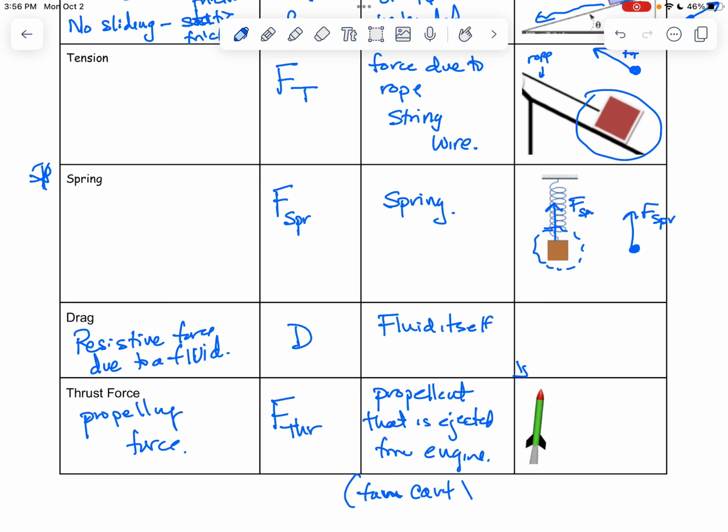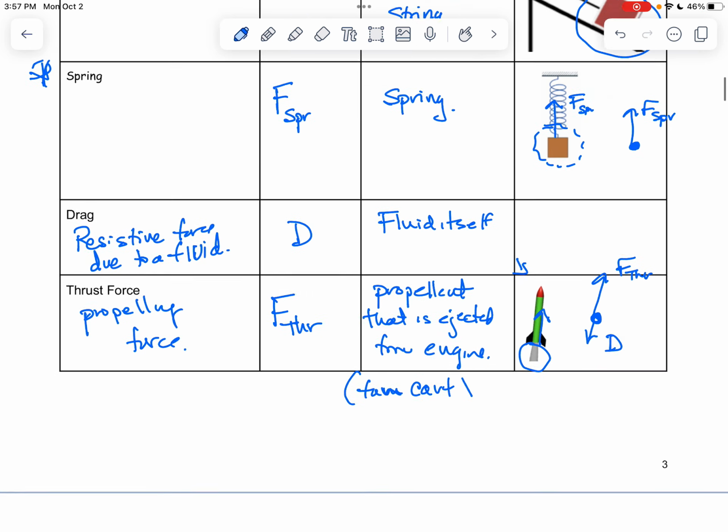So if my rocket is the object that I'm interested in, the gases down here are going to push the rocket upward. So you're going to have your thrust force that way. And then air resistance is going to act opposite that motion, just like a frictional force. And I might have a drag force acting opposite that motion. And that would constitute the thrust force that you might run into as well.